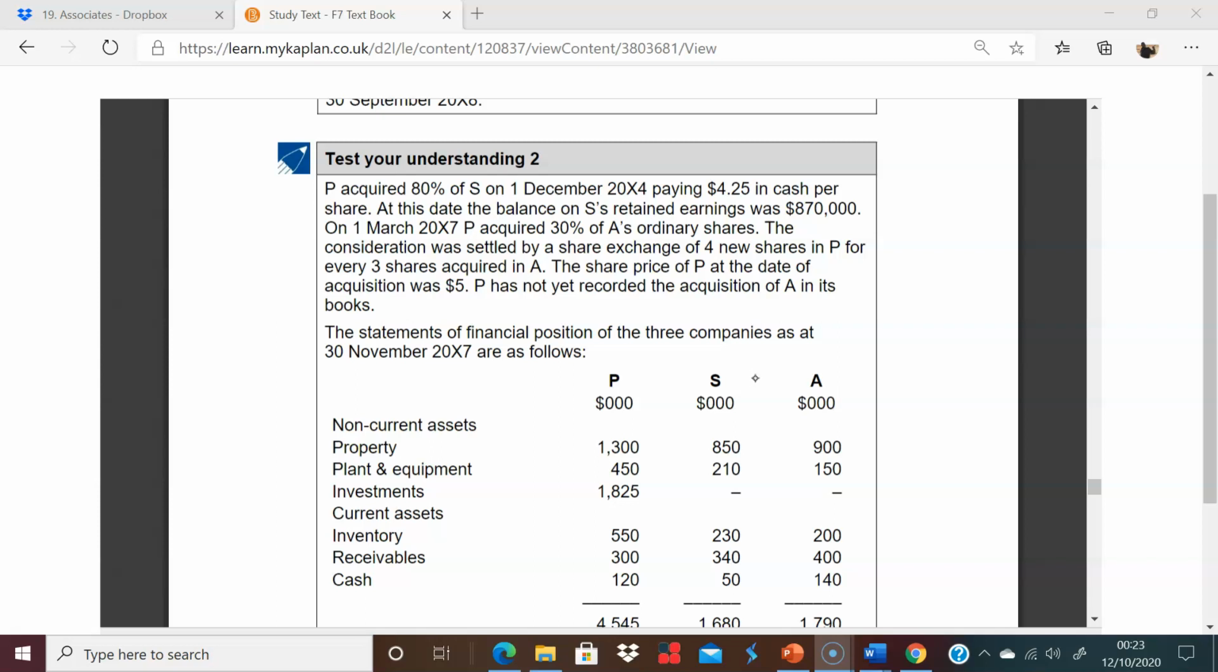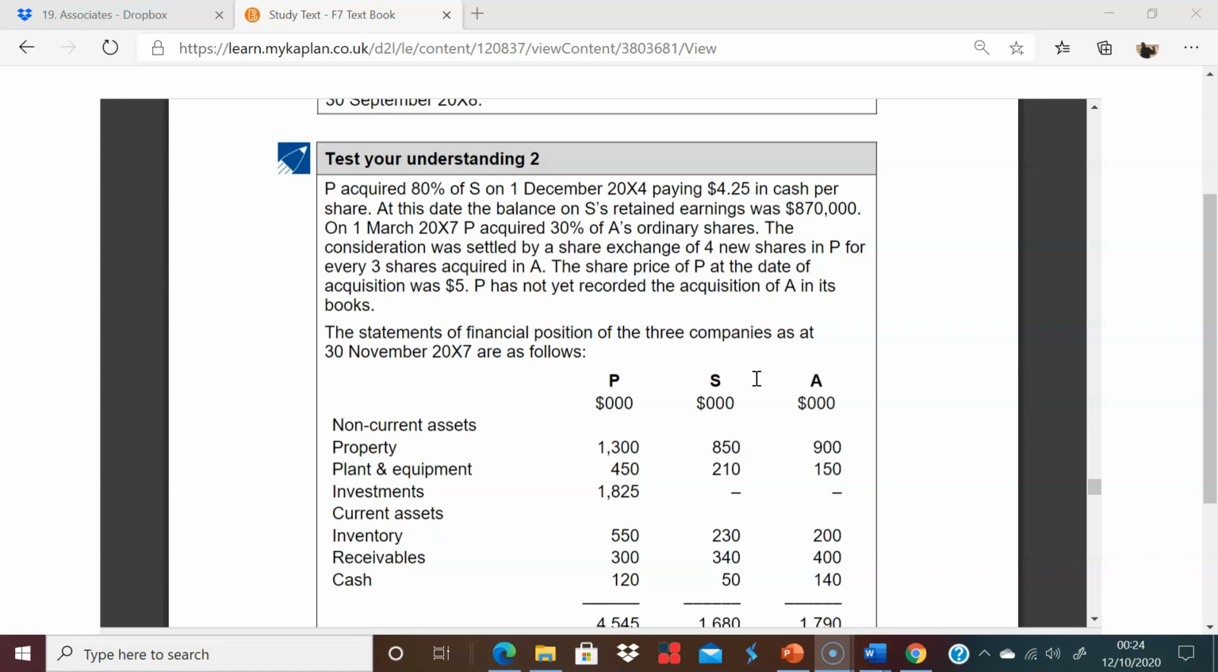So this is not new. Your aim, and I'll show you, is to find how many shares of S you actually did buy by looking at the share capital of S, and then assigning £4.25 for each of those shares. At this date, the balance on S's retained earnings was $870,000. So that helps us find the actual net assets at acquisition, right? Because we will be able to see S's ordinary share capital, its share premium, and its retained earnings, we'll have a total, net assets at acquisition, and then we can move forward.